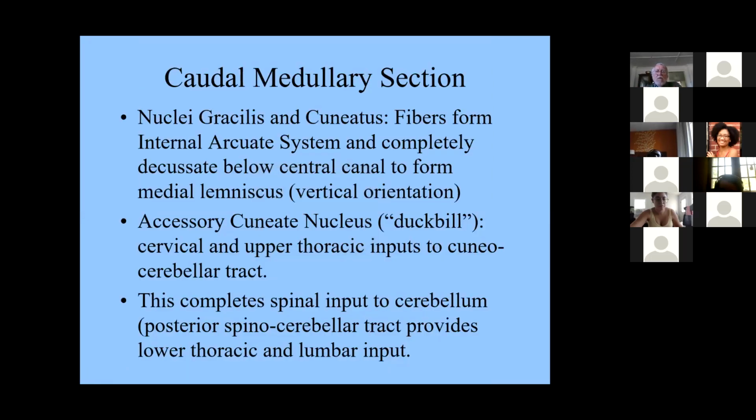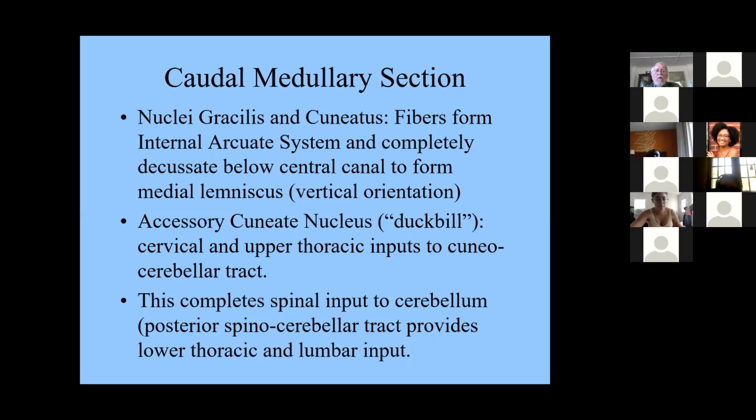So now we have a caudal medullary section. We have a nucleus gracilis and nucleus cuneatus, and the fibers form the internal arcuate system and decussate to form the medial lemniscus. And in this caudal medullary section, that medial lemniscus is going to be organized in a vertical orientation.